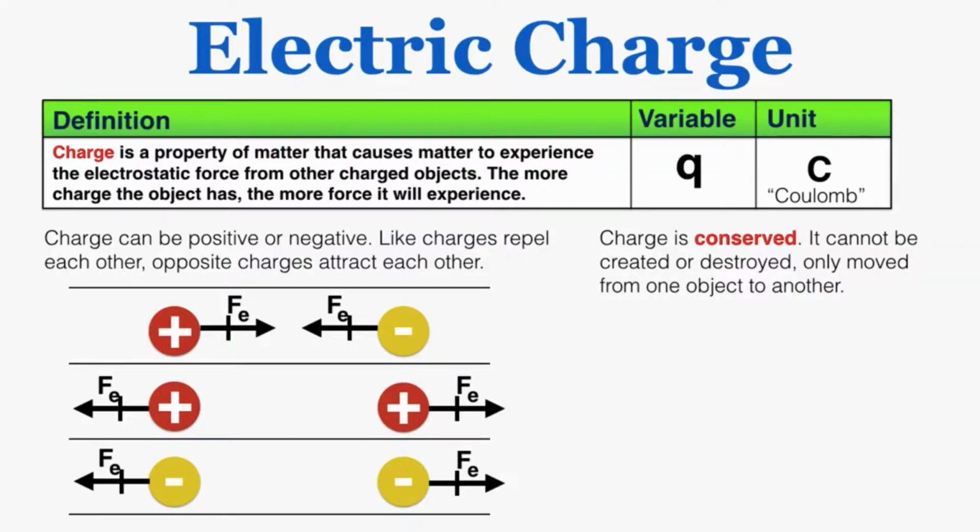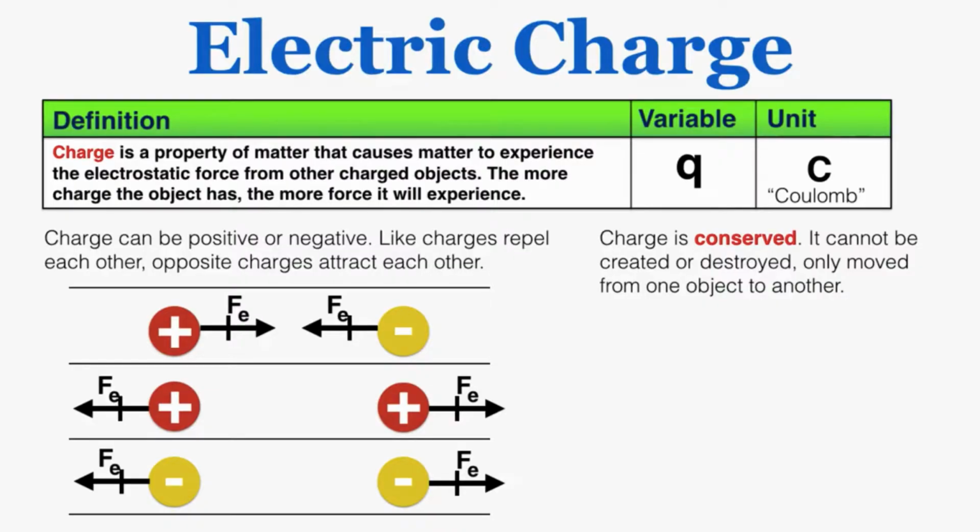So charges can be positive or negative. Like charges repel each other and opposite charges attract each other. You'll remember by Newton's third law, if one charge puts a force on another, the other will put the same force back on that first charge in the opposite direction. So you can see by that picture on the bottom left that opposite charges attract by putting equal and opposite forces on each other, and like charges repel by putting equal and opposite forces on each other.